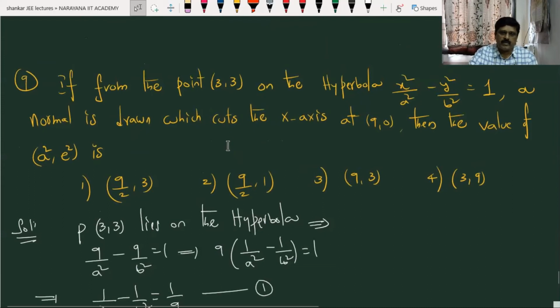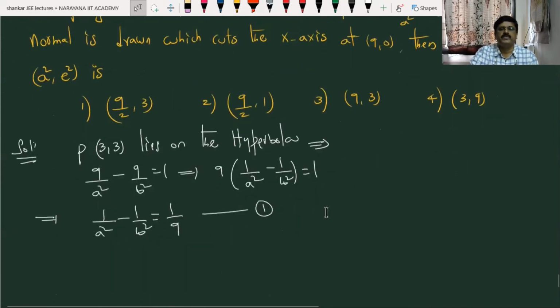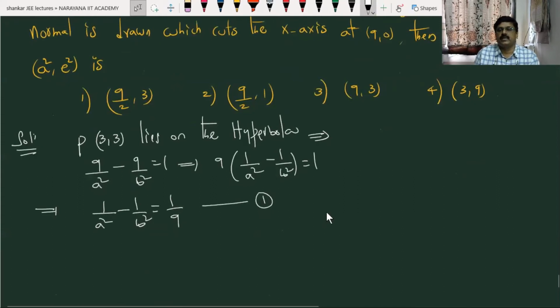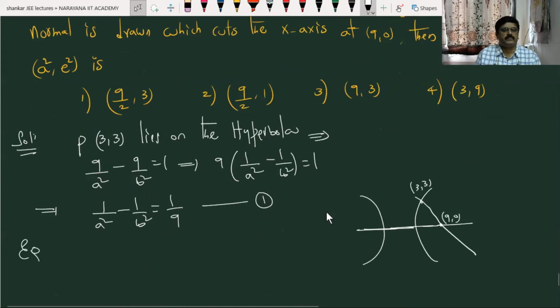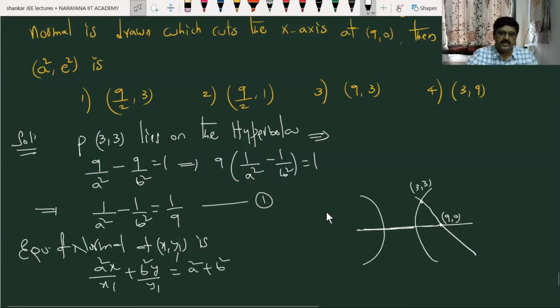Now, what is happening there? From this point (3, 3), we are drawing a normal, okay, which cuts the x-axis. So just a rough sketch will be like this. From that point (3, 3), we are drawing a normal like this. It is a transverse axis, so which cuts the x-axis at (9, 0). Okay, right. Next line. In hyperbola chapter, equation of normal at (x1, y1), the point form of the normal is what, students? a square x upon x1 plus b square y upon y1 is equal to a square plus b square. This is the point form of the normal.